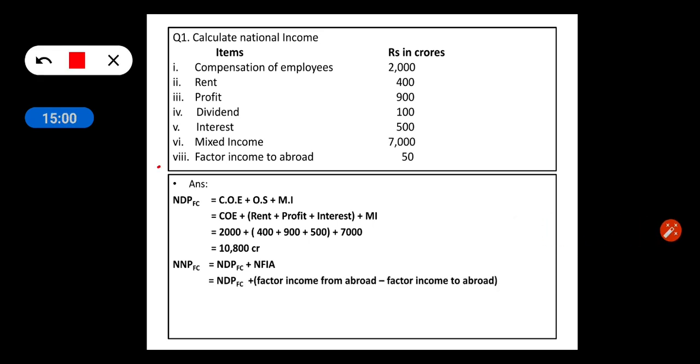Now in item number 7, factor income to abroad is given, and the value of factor income from abroad is not given. And we know that NFIA equals factor income from abroad minus factor income to abroad. The value of factor income from abroad is not given, so it's 0, and minus factor income to abroad is 50. And here we go, 10,750 crores is your answer.